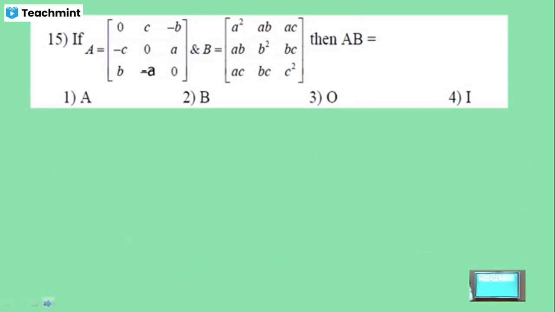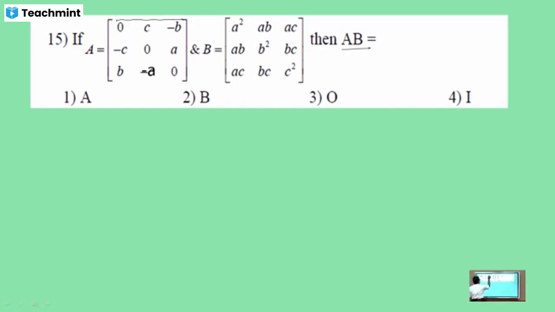Next one. A is the matrix given, B is also a matrix given. Then I have to find what is A into B. Multiply the matrix A with B. When I multiply the matrix A with B, correctly observe.